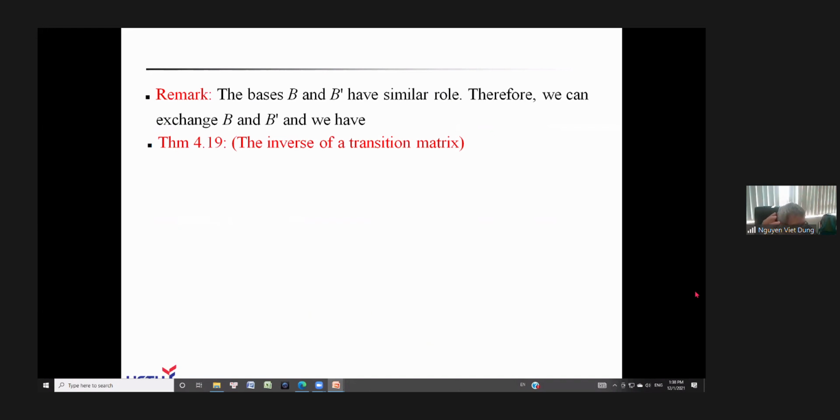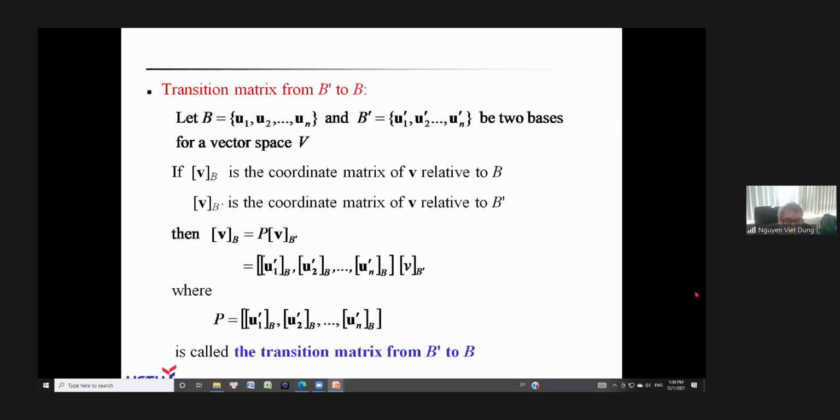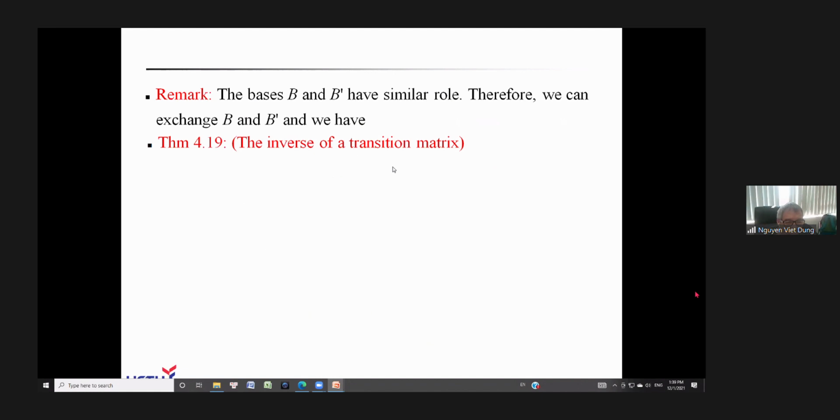So we can observe that in the previous slide, the roles of B and B prime are the same. And because of that, we can define a transition matrix from B prime to B and from B to B prime. We can do it the same way.